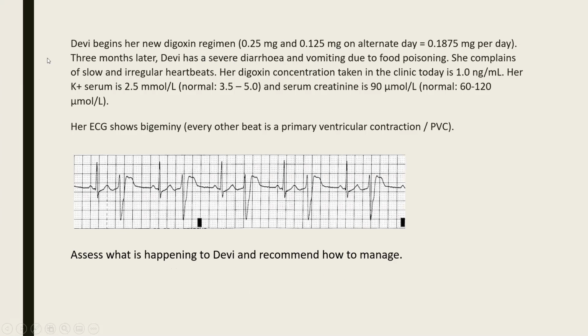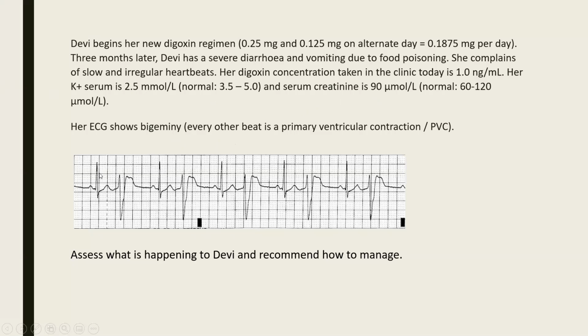Her digoxin concentration taken in the clinic today is 1. Her potassium level is 2.5, sorry. Serum creatinine is 90. Her ECG shows bigeminy. Bigeminy: every other beat is a premature ventricular contraction.